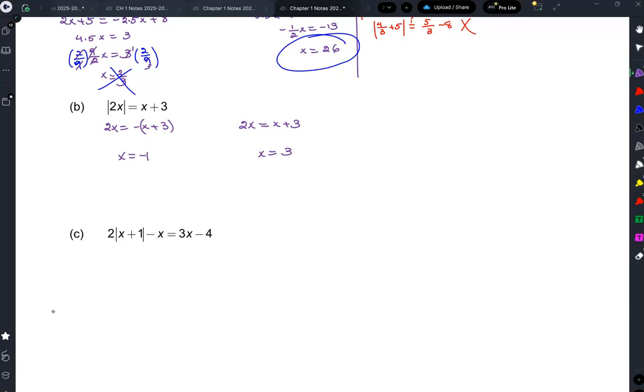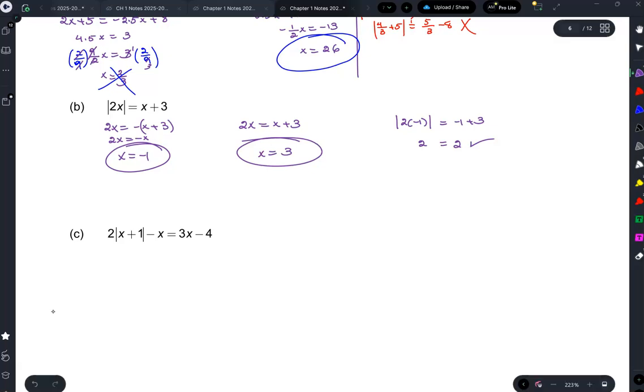Are you sure? Yeah. You got 2 times negative 1 is equal to negative 1 plus 3. So this gives you a 2. And this gives you, oh my God, they both work. I know. It's a plot twist. I thought it didn't when we checked. I thought it was positive. Oh, it is negative 1. 2x equals negative x plus minus 3. It's minus 3, right? Yeah. So, yeah.